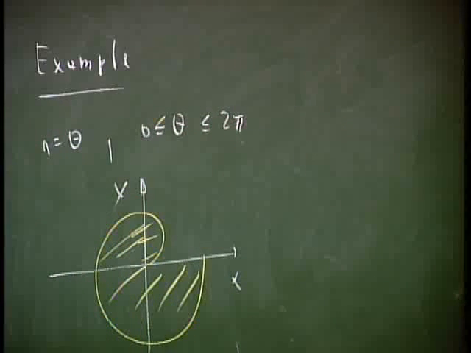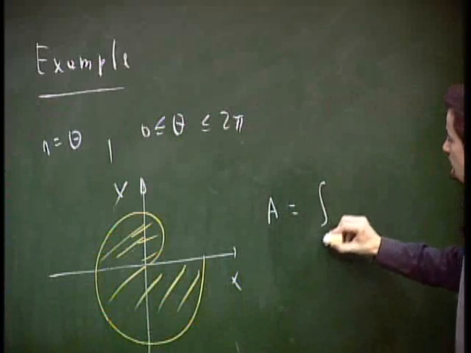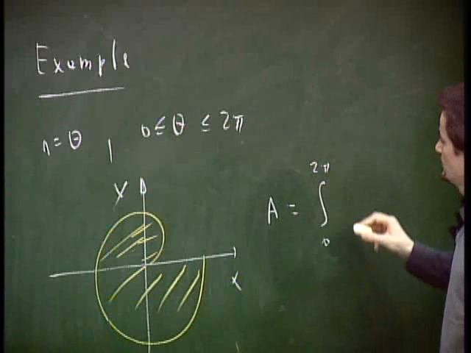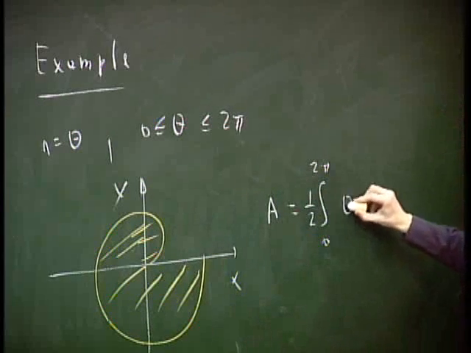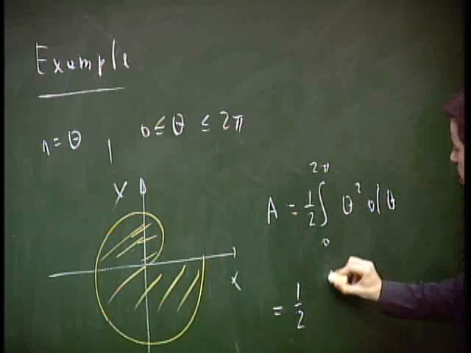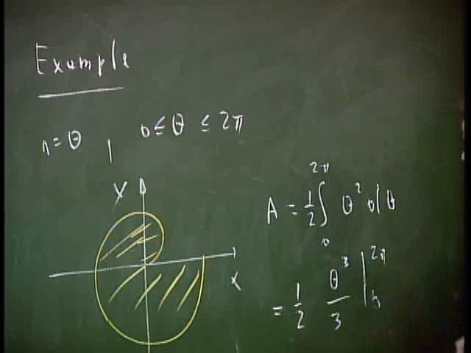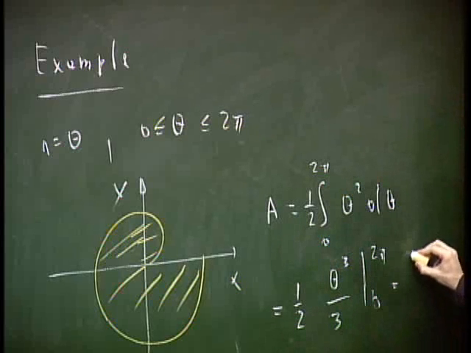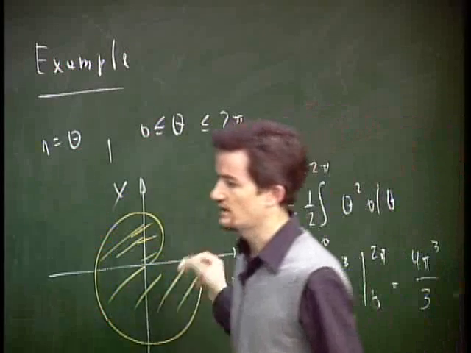Now you just plug into this formula, so you see the area is equal to the integral from 0 to 2 pi. Then you have a 1/2, which you actually can take out. And the function is very easy, theta squared d theta, which is equal to, so this is the antiderivative, what you get is 4 pi cubed over 3 for the area which you see here enclosed by this curve.